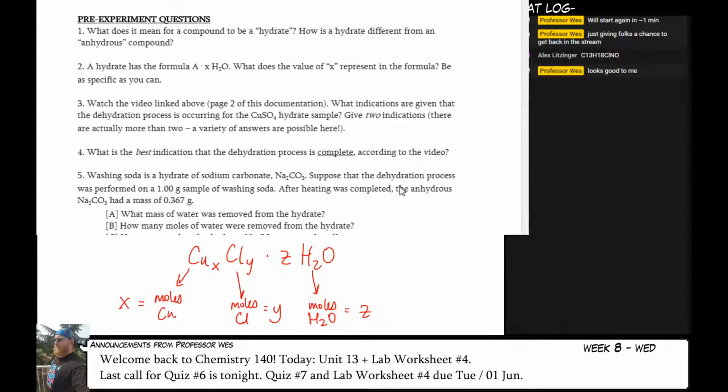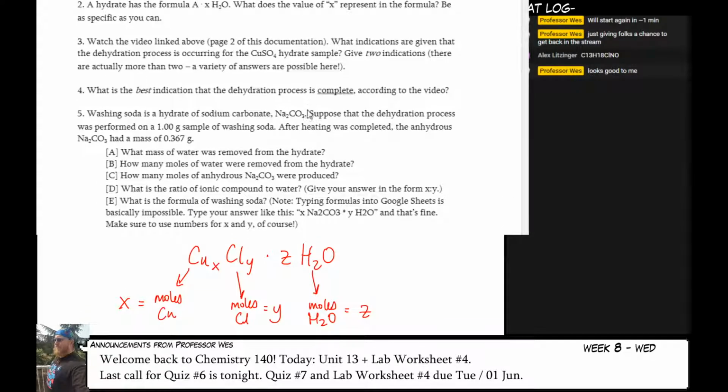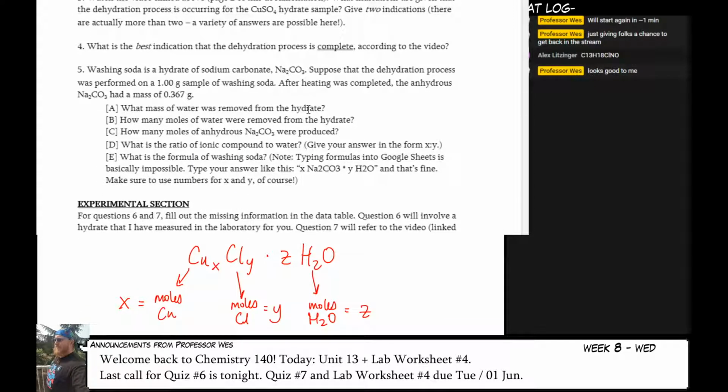So in the pre-lab questions here, I ask you some descriptions, like what is a hydrate? Read the documentation. You can figure that out. I've already told you what a hydrate is, really. Then number 5 is, okay, I have a 1 gram sample of sodium carbonate that is hydrated. After it's heated, the dry sodium carbonate has this mass, and this walks you through how to do it, just like we've described just now.